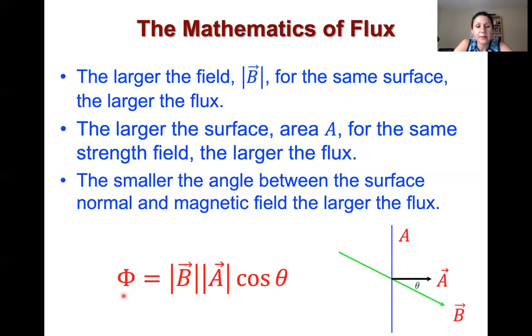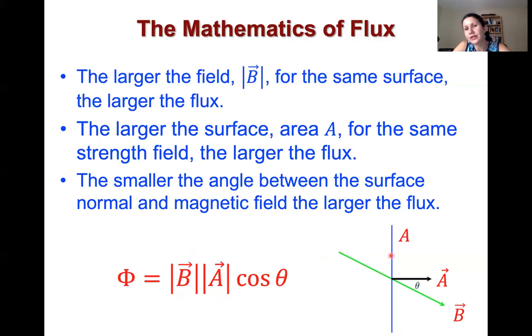The magnetic flux is a scalar quantity. It's this amount of field going through your area. So it's a scalar, but it depends on the magnitude of the magnetic field and the magnitude of this area vector. So what is the magnitude of an area vector? It's just the area of that surface.